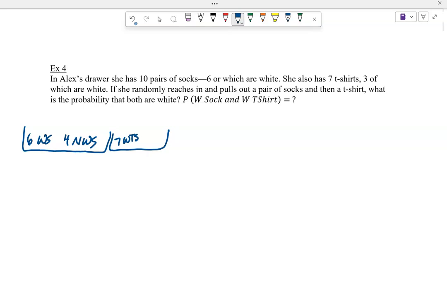Oh, 3 of them, I'm sorry, 3 of them are white t-shirts. Oops, 3 are white. There's 7 total, so the other 4 are not white t-shirts. Okay, not white t-shirts.